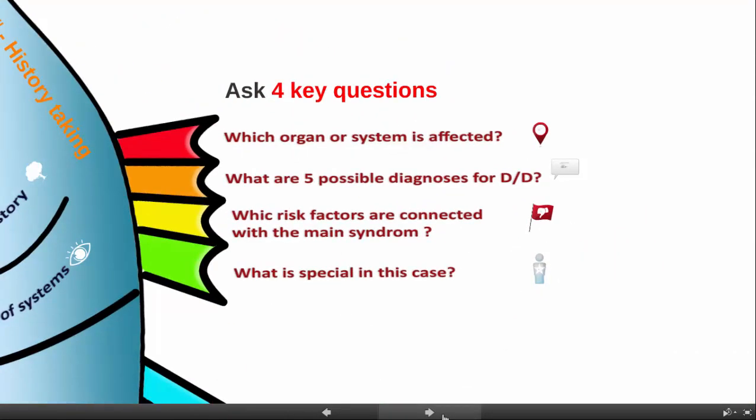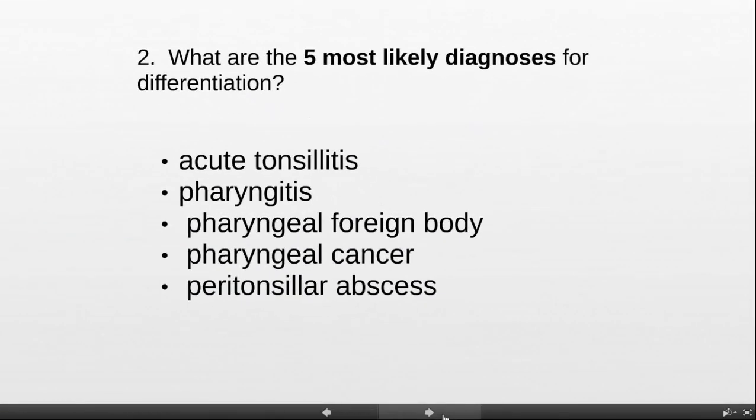The second question: what are 5 possible diagnoses for differentiation? We may think about acute tonsillitis, pharyngitis, pharyngeal foreign body, cancer, or peritonsillar abscesses.